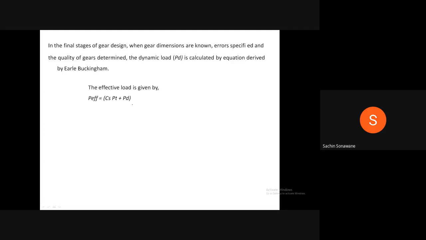Therefore, write down this equation. P effective is equal to CS times PT plus PD, because when we have to calculate, we have to take into account dynamic load.